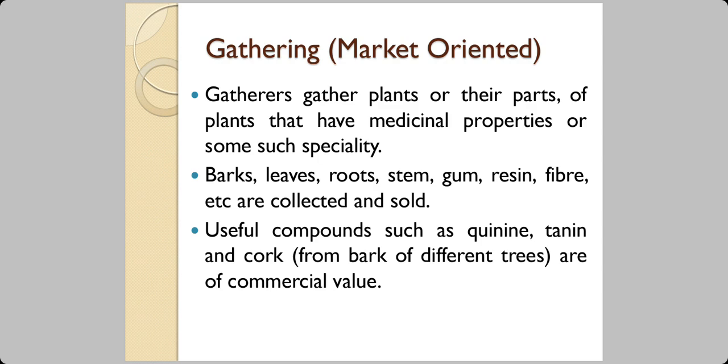But these things, they produce compounds such as quinine. As you know, quinine is the medicine for malaria. Chloroquine is the artificial derivative of quinine. You have tannin for use in tanneries. You have cork. It has got various domestic and industrial applications, and all of them have got good commercial value. So what gatherers do is they gather plants or such parts which have some properties or some speciality, and that they sell.